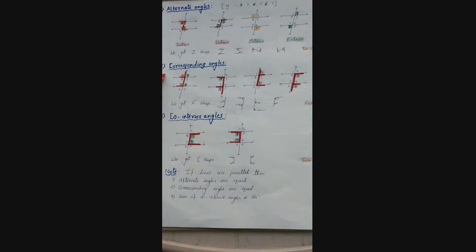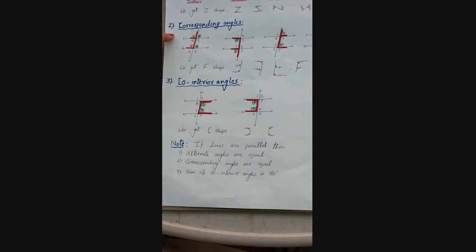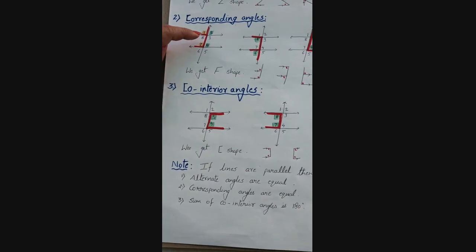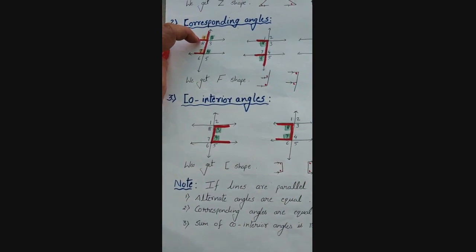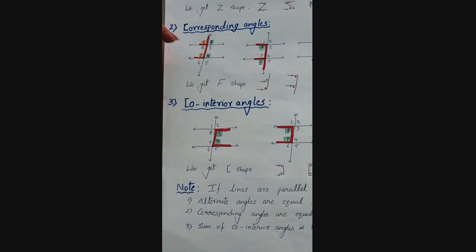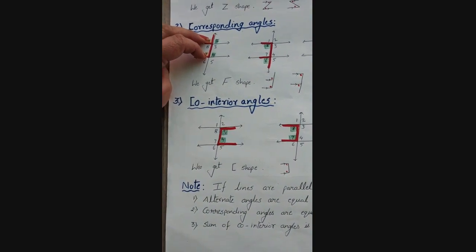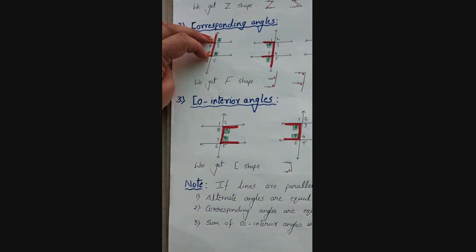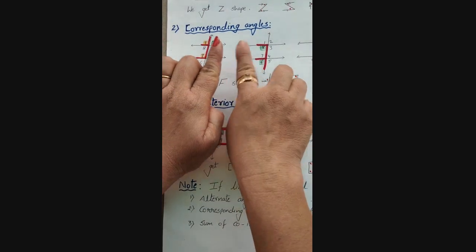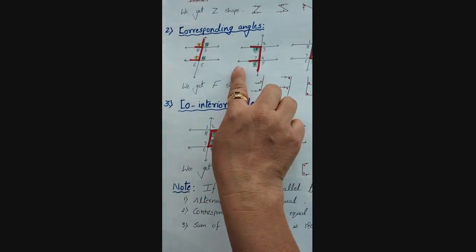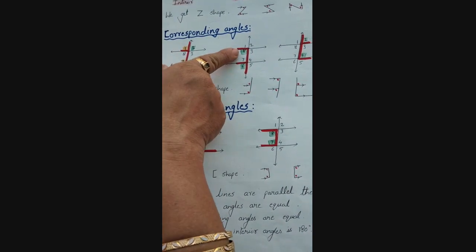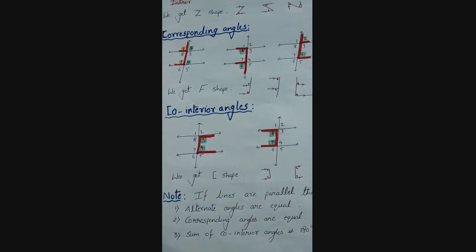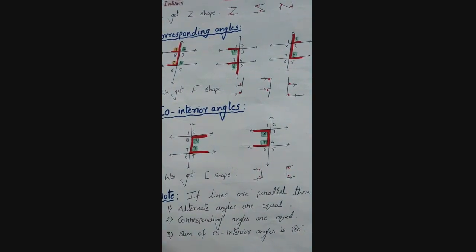Now the next one is corresponding angles. Again, if I start with one side of the transversal line, here above the line, here also above the line, so 1 and 7 are called corresponding angles. Same way, on one side of the transversal line, below the line, here also below the line, so 8 and 6 are called corresponding angles.